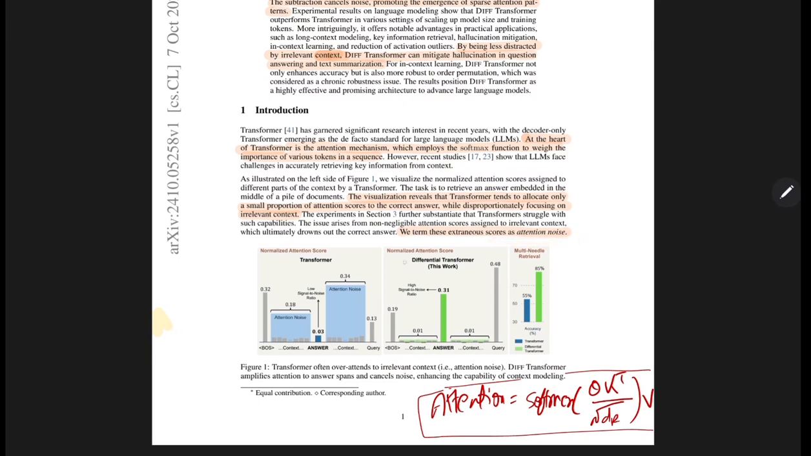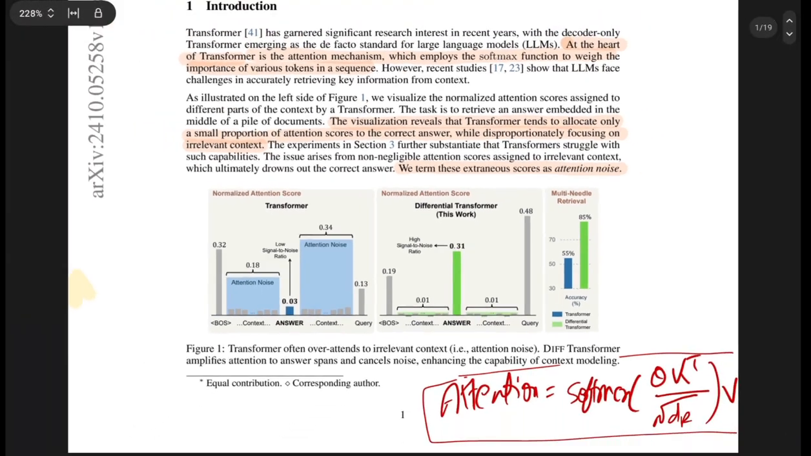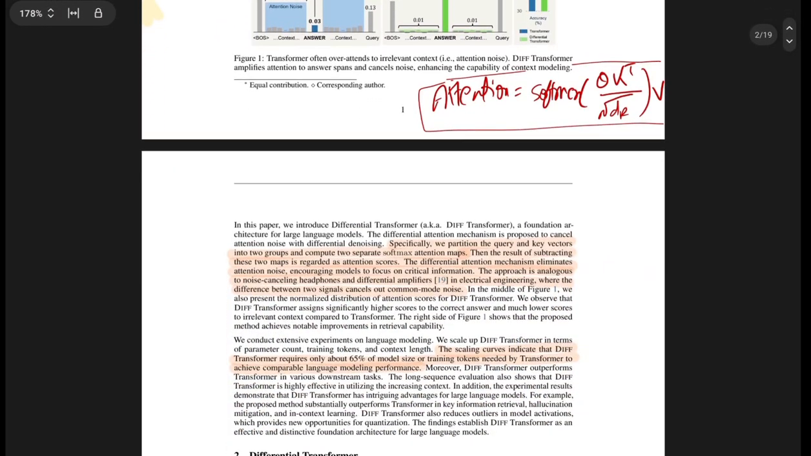Now similarly, when they are applying this Differential Transformer, the work that they are proposing in this paper, you will see this rise almost 10 times, from 0.03 to 0.31. And similarly, the attention noise is going from 0.18 to 0.01, 0.34 to 0.01. That is a major decrease in the attention noise. So this is helping us a lot. Similarly, if you see the accuracy percentage which they are mentioning, you will see that Differential Transformer is 85% and transformer is only 55%. So we can see a very major difference when it comes to the accuracy and the attention score that is being assigned to the correct answer, right? So yeah, let's move to the next part.